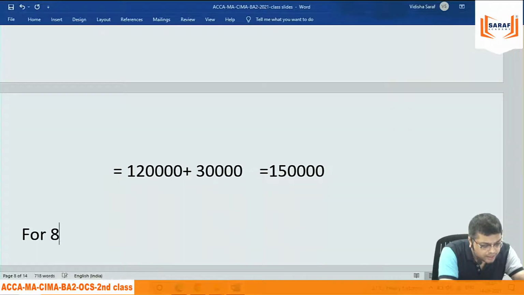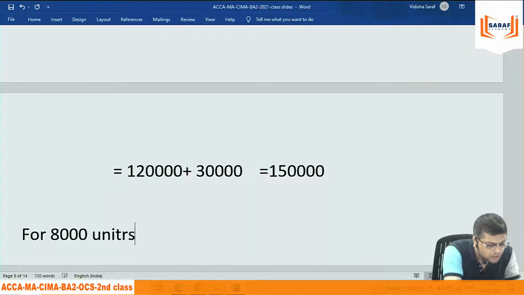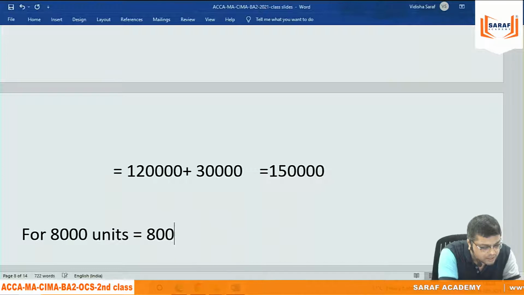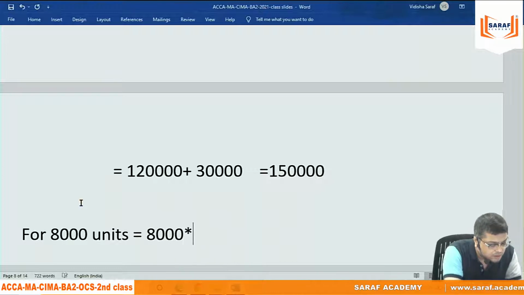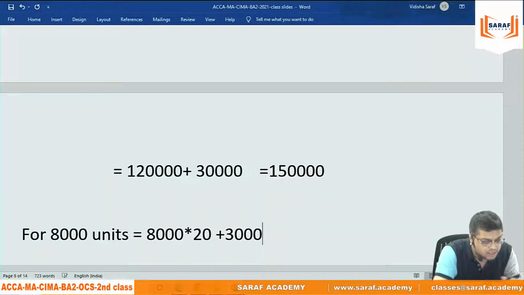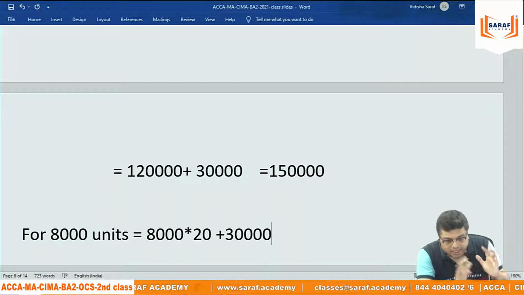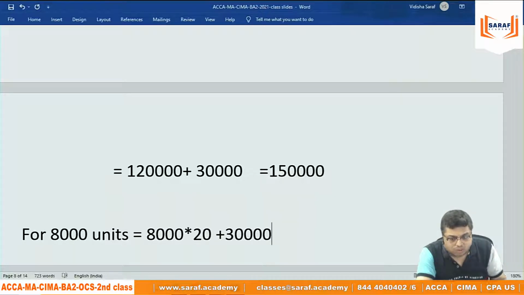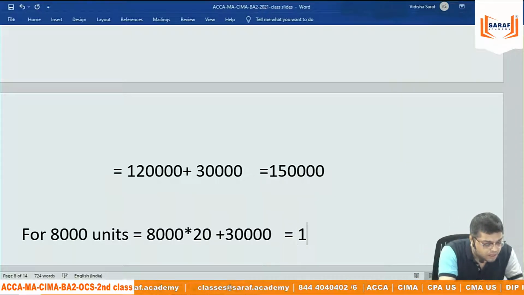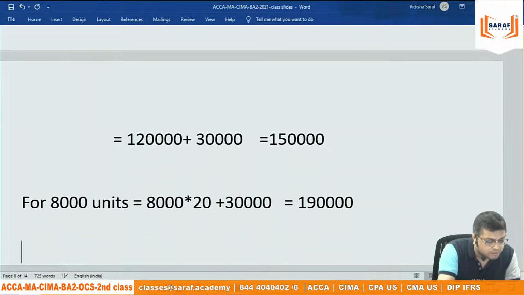For 8,000 units, it will be 8,000 into 20 plus again 30,000, because it is still within 10,000 units. It is still within that range 5,001 to 10,000. So it will be coming 1,90,000.